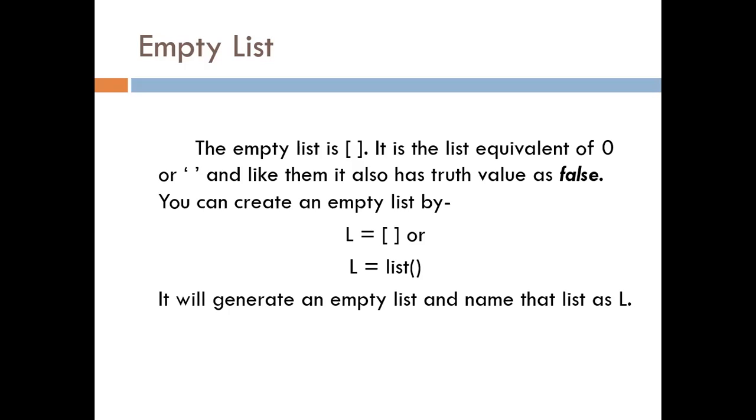You can also create an empty list as L equals list open bracket close bracket. list() is a function, an inbuilt function which will create a list. So we can even make strings into a list using this function. If you use the list inbuilt function, it will create an empty list and it will name this list with the variable name L.